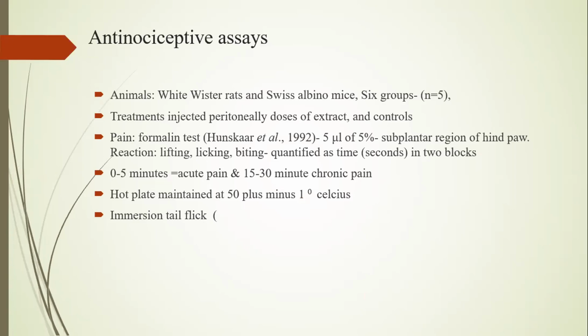Formalin pain was induced by injecting 5 mils of 5% formalin in the subplantar region of the hind paw. And the pain was quantified by measuring the time spent lifting, licking, biting, and flinching of the affected paw. It was measured in two blocks. One block was 0 to 5 minutes immediately, and that was the acute pain. Then there was a chronic pain, which is the second phase, between 15 and 30 minutes after injecting with formalin.